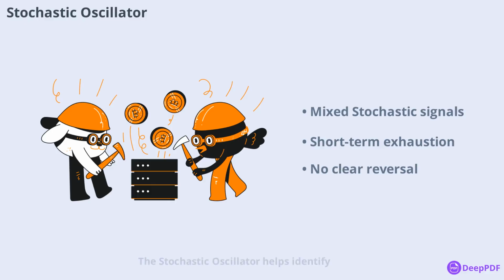The stochastic oscillator helps identify momentum and potential reversal points. For THMO, the 14-day stock K is at 33.33 and stock D is at 66.67. The 21-day values are higher, but the 5-day values are essentially zero. This mixed picture suggests that while there may be some short-term exhaustion, there's no clear signal of a reversal yet.